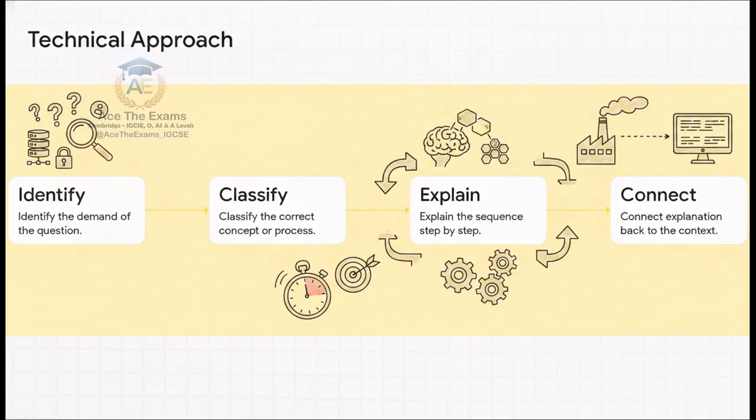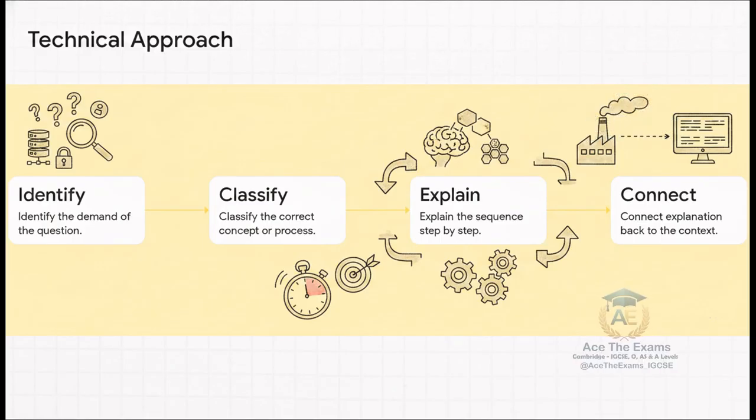Step 1, identify the demand of the question. What is the examiner actually asking for? Is it process explanation, hardware selection, or maybe a security judgment? Step 2, classify the correct concept or process. Step 3, explain the sequence or structure, step by careful step. And step 4, connect the explanation back to the context. This exact structure is what produces clear, high-scoring answers instead of a bunch of random facts written out of order.